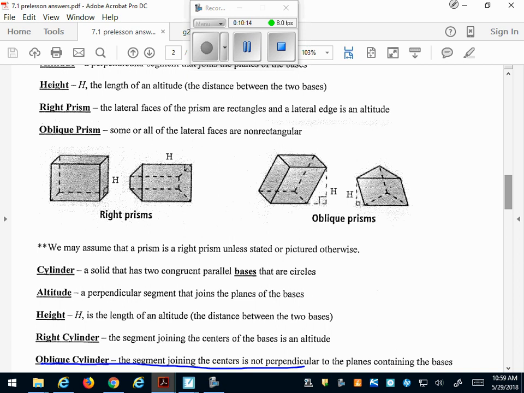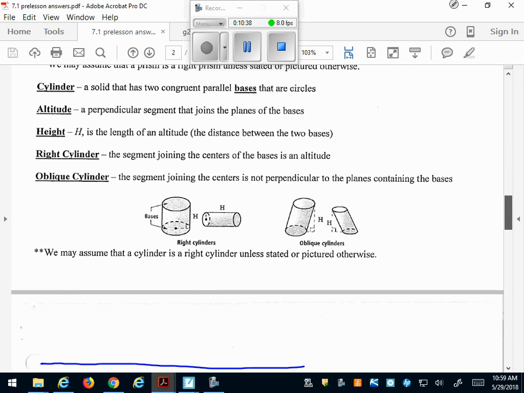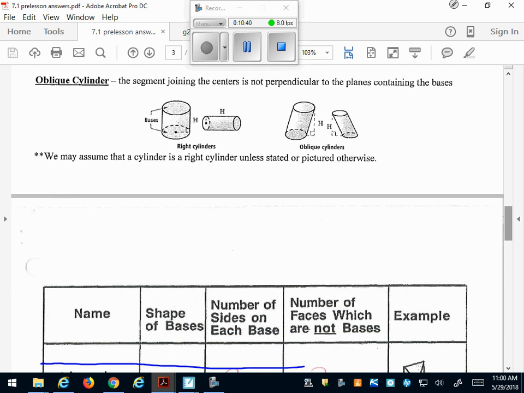Most of the prisms we're going to be dealing with are going to be standing straight up anyway, so the height will be one of the edges. But there is such a thing as an oblique prism, which is kind of tilting to the side. And the height would still be dropped down outside of the prism, just like we did with two-dimensional shapes, right? Has to be perpendicular.